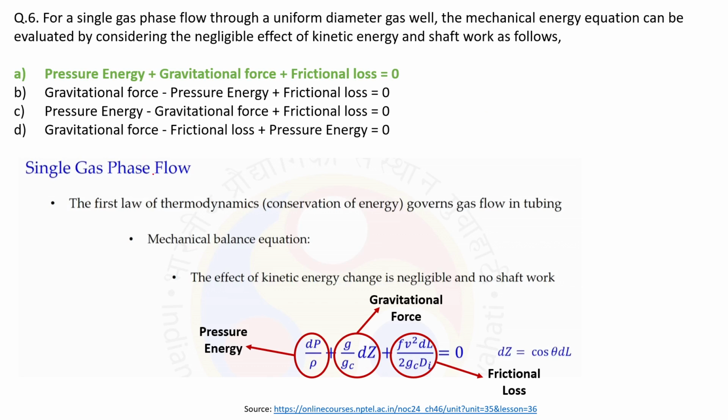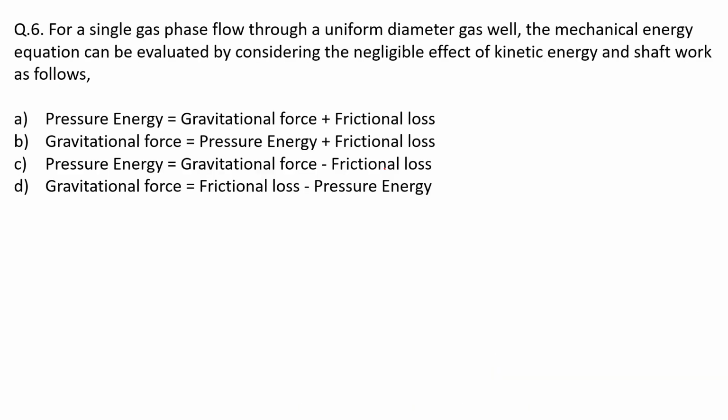So for single gas phase flow, the first law of thermodynamics, conservation of energy, governs gas flow in tubing. The mechanical balance equation considers the effect of kinetic energy change as negligible and no shaft work. So the mechanical balance equation says that pressure energy plus gravitational force plus frictional loss is equal to 0. Now in the options here, you see the pressure energy equal to gravitational force and frictional loss.